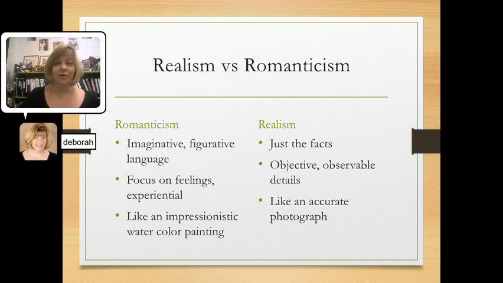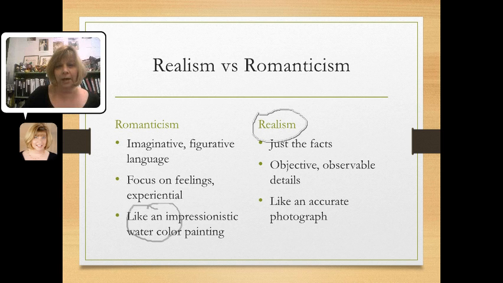When we talk about realism versus romanticism, we're really talking about artistic styles, which can be seen in literature as well as music, sculpture, architecture, and other forms of art. On the one side is the romantic period, where the language was very imaginative, with lots of figurative details and poetic elements. The focus was on feelings and the individual, unique experience of what was being described. Consider it like an impressionistic watercolor painting: everything is softened and blended, and very individualistic.